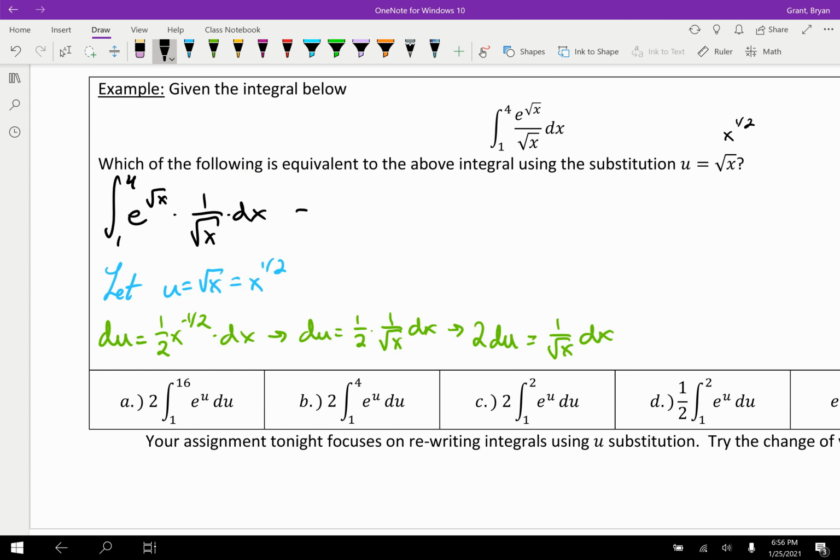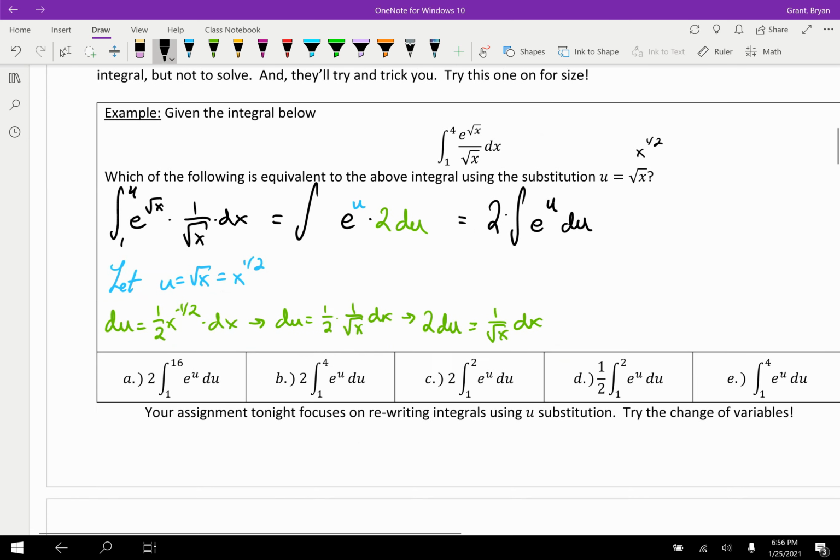And now we're in business, so let's take a look. We have the integral, we have e to the u, I did that in blue, e to the u times 2du, right? This gets replaced with 2du. And we can even go one step further because it looks like they factored the 2 out of all of those. So we have 2 times the integral of e to the u du.